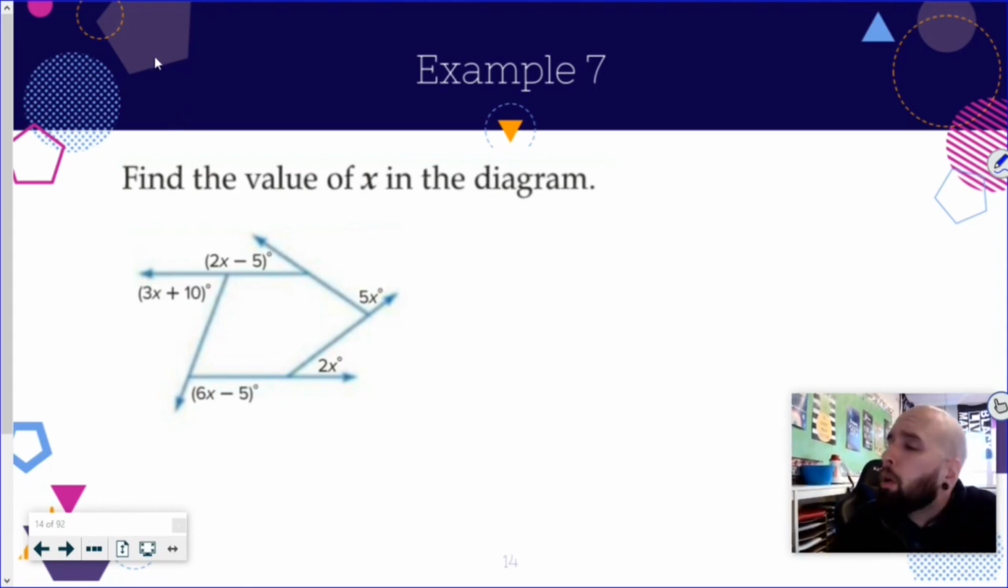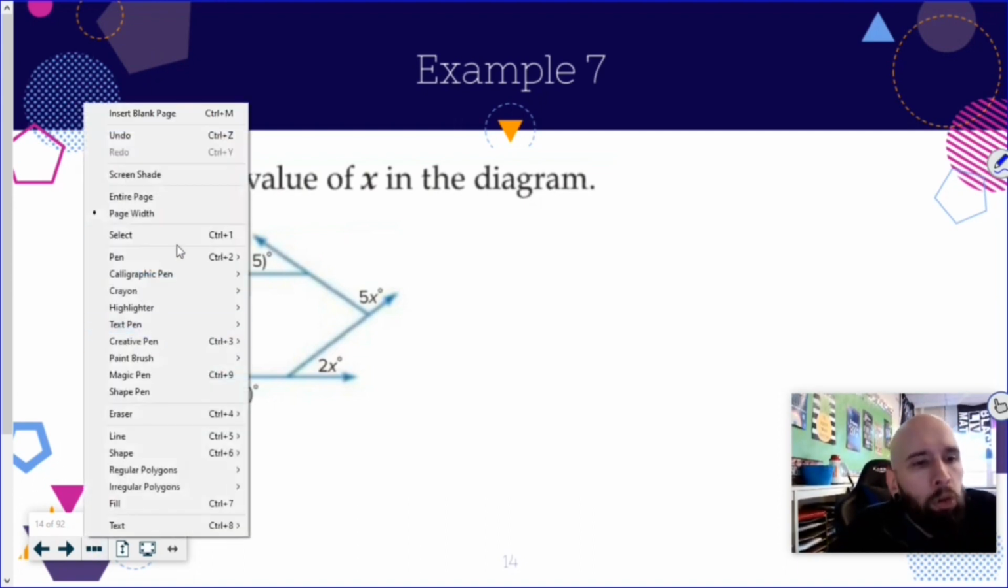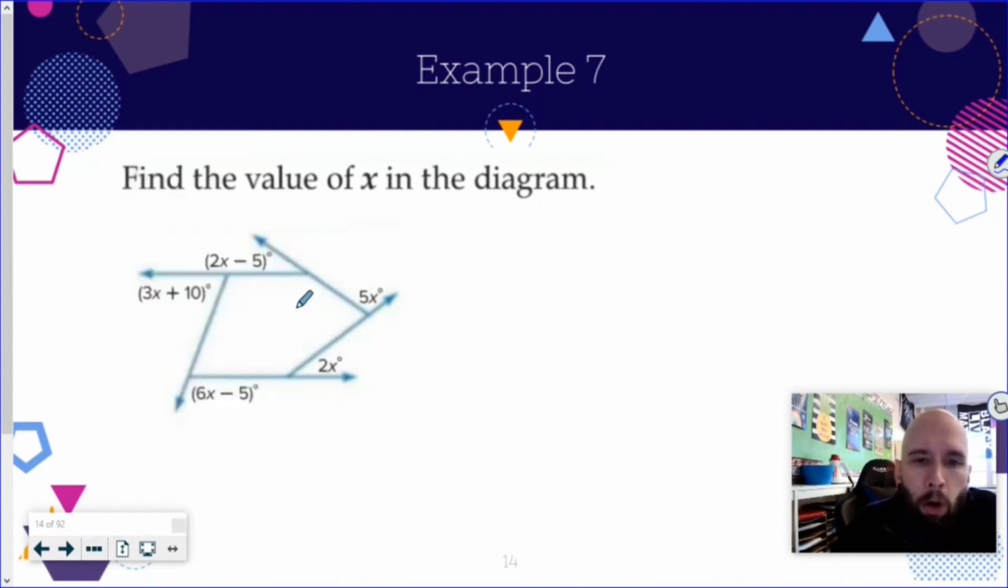Whether it's a triangle, whether it's a nonagon, all of them add up to 360 degrees no matter what, says the theorem. So what we're going to do is take that guy, that guy, that guy, that guy, that guy. We're going to add them all up, set it equal to 360, and that's it.